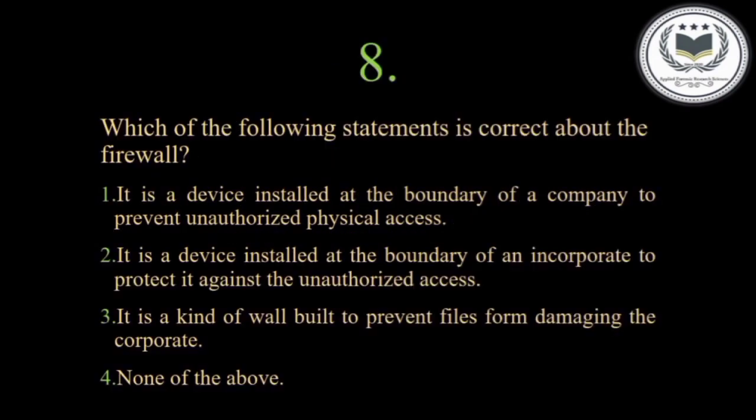Next is question number 8. Which of the following statements is correct about the firewall? Statement number 1. It is a device installed at the boundary of a company to prevent unauthorized physical access. Statement number 2. It is a device installed at the boundary of an incorporate to protect it against unauthorized access. Statement number 3. It is a kind of wall built to prevent files from damaging the corporate. And option number 4 is none of the above.